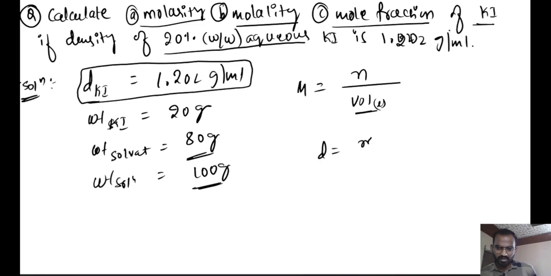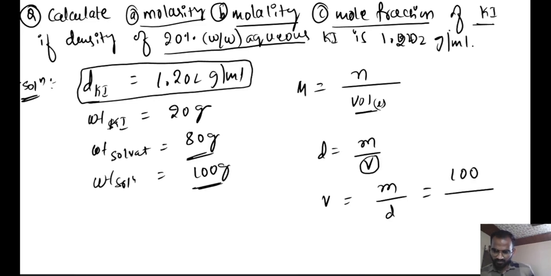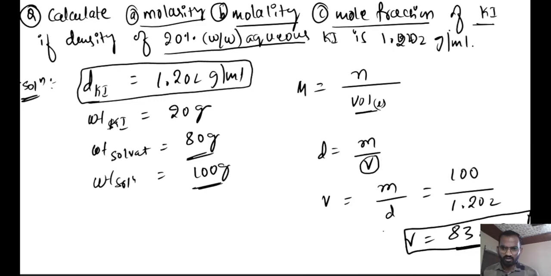Density is equal to mass by volume. I want to know the volume of solution, so volume is equal to mass by density. Mass is 100, divided by 1.202, and it comes around 83.33. This is in ml. So this is the volume of solution I got.